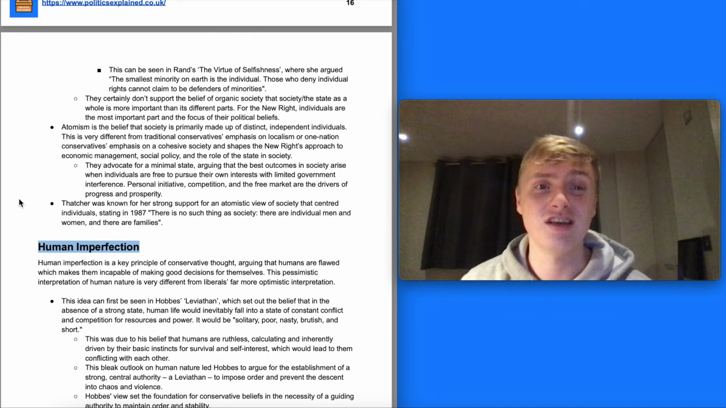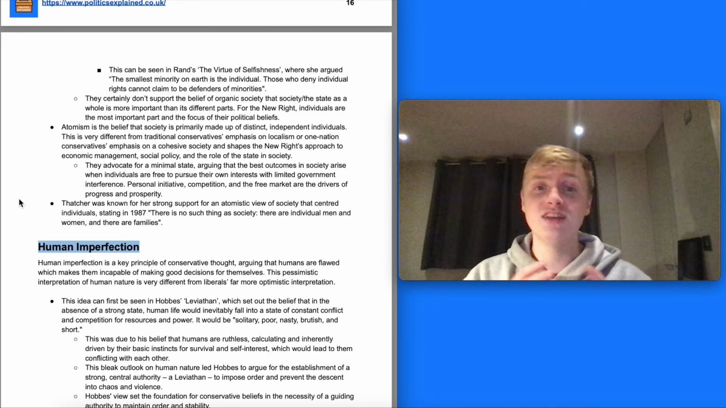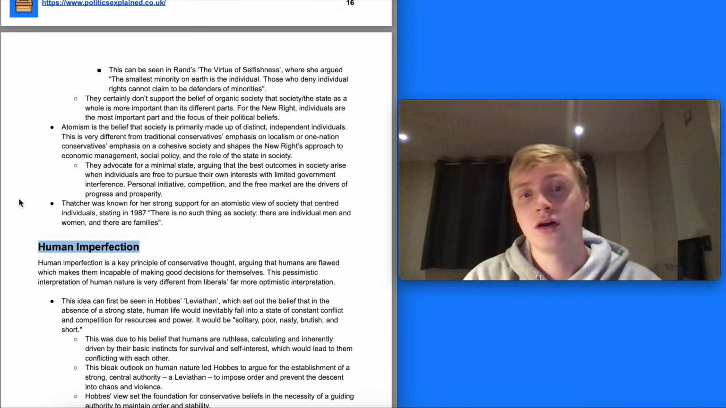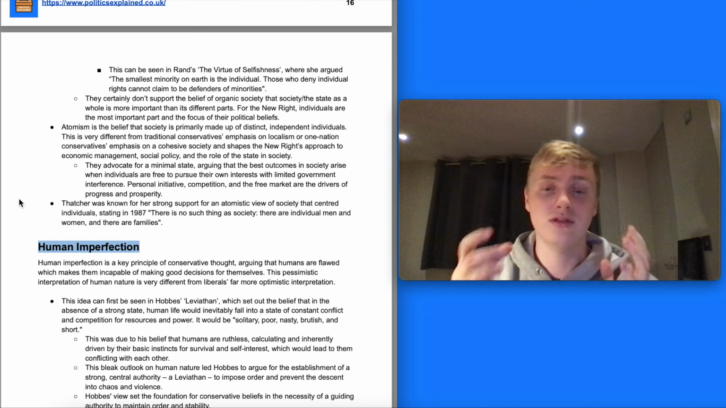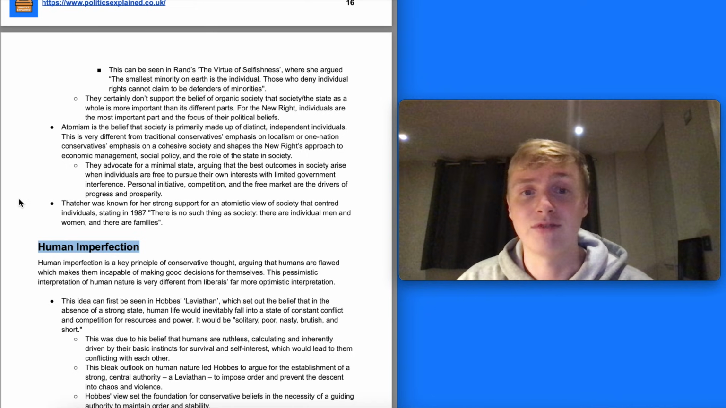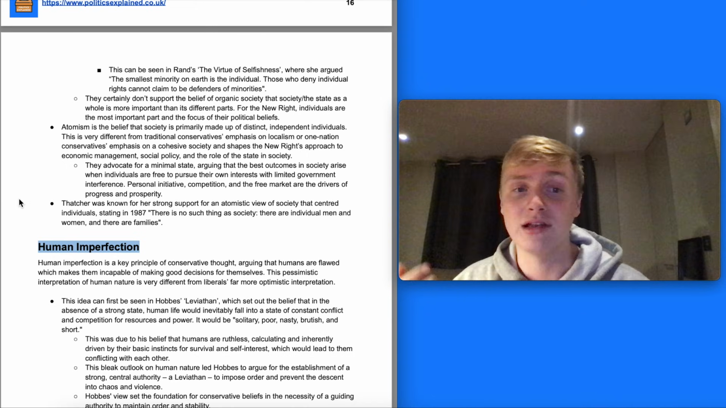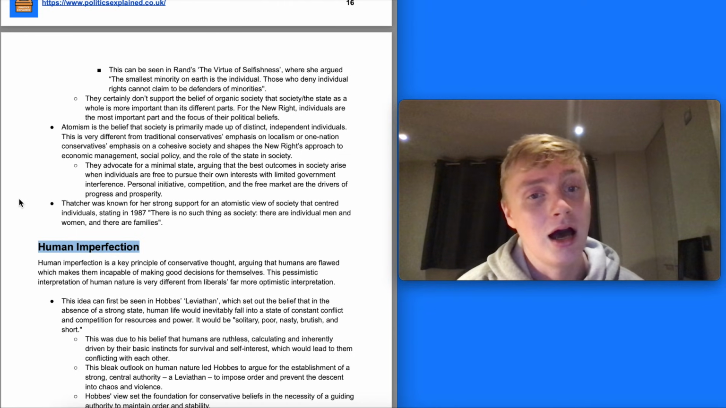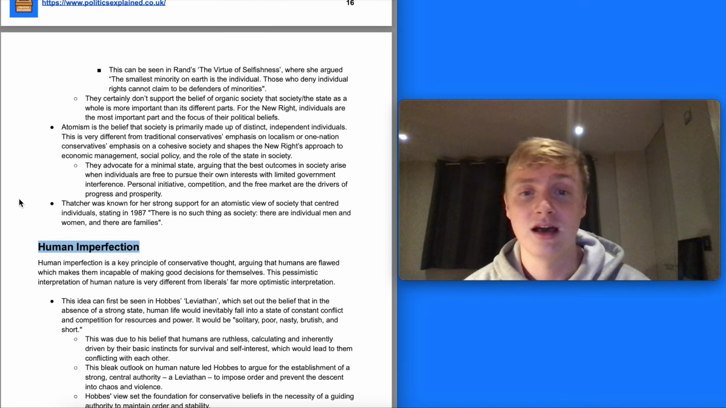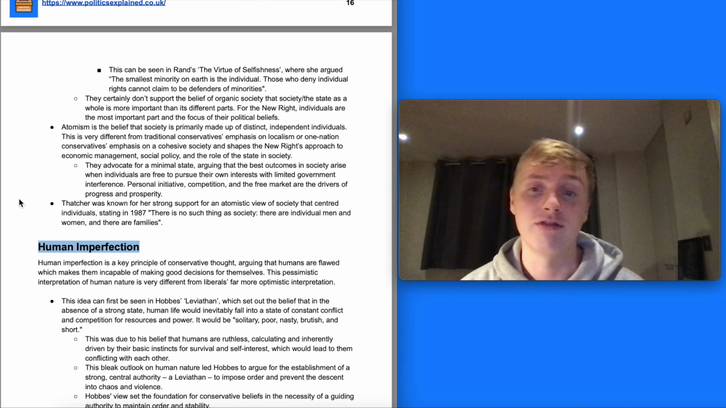So atomism is crucially this belief that society is made up of distinct, independent individuals, and this is very different to this emphasis on localism or this emphasis on a cohesive society or society as a whole. As a result, they advocate for a minimal state that just leaves individuals alone. And as I mentioned, Thatcher once said in 1987, there is no such thing as society. There are individual men and women, and there are families.